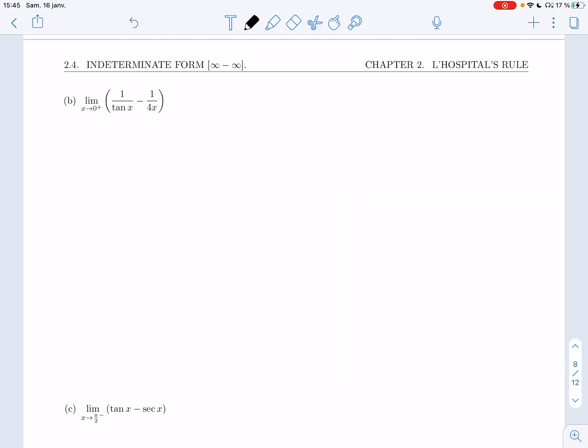This one has 1 over tan x, which is cotan, but let's leave it as 1 over tan x, minus 1 over 4x. If you plug it in, you get 1 over 0 minus 1 over 0 plus, and so you get positive infinity minus positive infinity. Notice that it's important that I have 1 over 0 plus to make sure I have positive infinity. If I had 0 minus here, then this one would be minus infinity, and it would not be an indeterminate type because I'd have a huge positive number minus a huge negative number, that would still be positive. But here it looks like they could cancel, and so it's indeterminate.